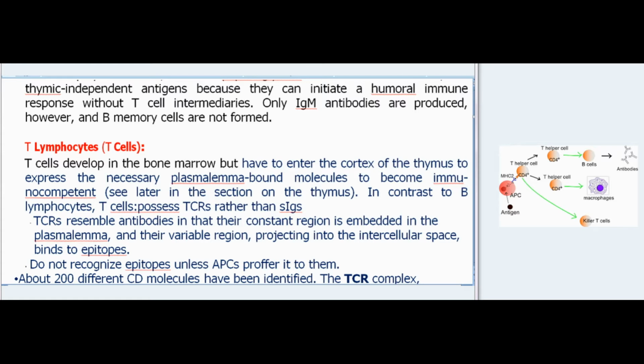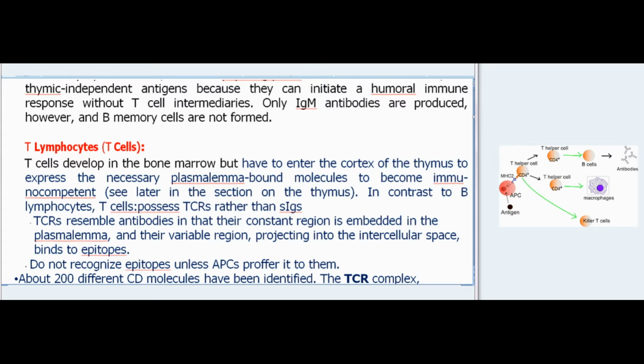T lymphocytes, T cells, develop in the bone marrow but have to enter the cortex of the thymus to express the necessary plasmalemma-bound molecules to become immunocompetent, see later in the section on the thymus. In contrast to B lymphocytes, T cells possess TCRs rather than SIGs. TCRs resemble antibodies in that their constant region is embedded in the plasmalemma, and their variable region, projecting into the intercellular space, binds to epitopes. T cells do not recognize epitopes unless APCs proffer it to them.